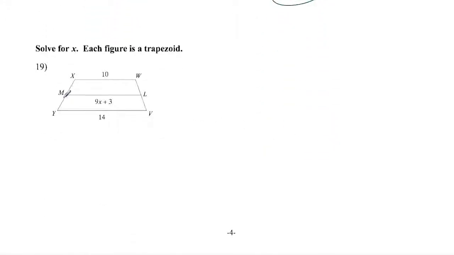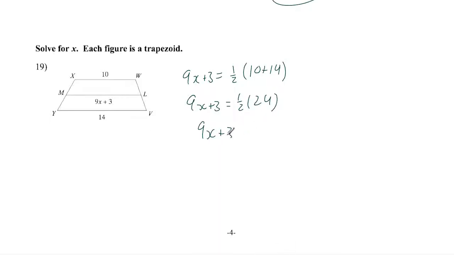Trapezoids. Remember, when we have this median or mid-segment of a trapezoid, this is going to be half of the sum of the bases. So that means that 9x plus 3 is equal to 1/2 of the bases, which is 10 plus 14. So 9x plus 3 is equal to 1/2 of 24. 9x plus 3 is equal to 12. So 9x is going to be 12 minus 3, which is 9, or x is equal to 1.